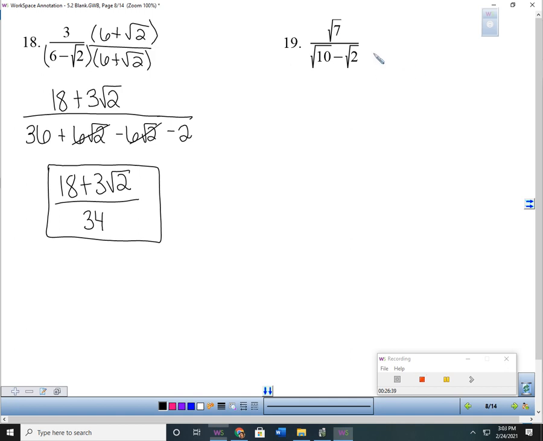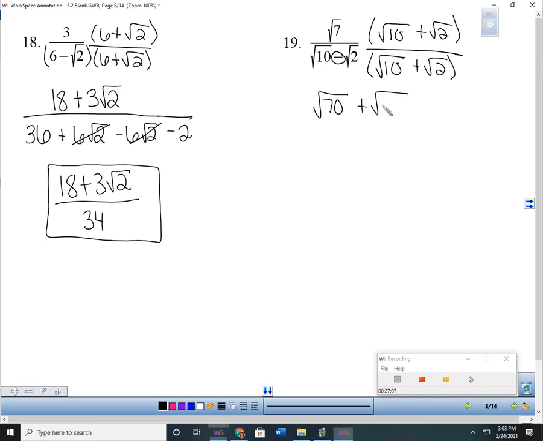On number 19, you have 2 square roots, so we're just going to change the sign in the middle. So we've got the square root of 10 plus the square root of 2. Same thing on the bottom. So the square root of 7 times the square root of 10 gives me the square root of 70. And the square root of 7 times the square root of 2 gives me the square root of 14. Then we multiply the bottoms.